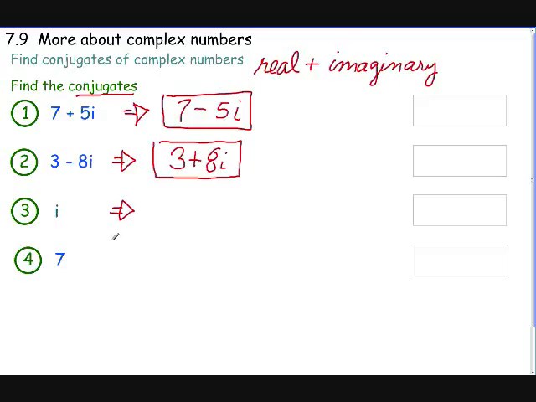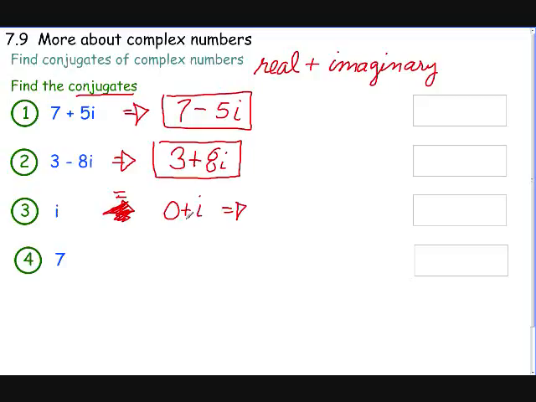Ooh. Now this one's tricky. Where is the real portion? I don't have it. Well, I can put a 0 in as a placeholder. And this is a positive, so it's going to be plus i. So what I've done is I've transformed this into a complex number by recognizing that 0 is the real portion of it.